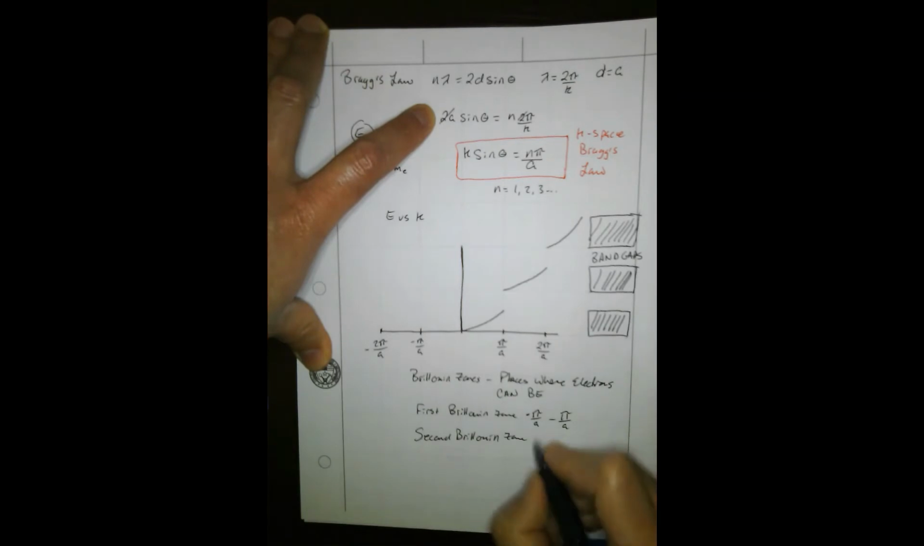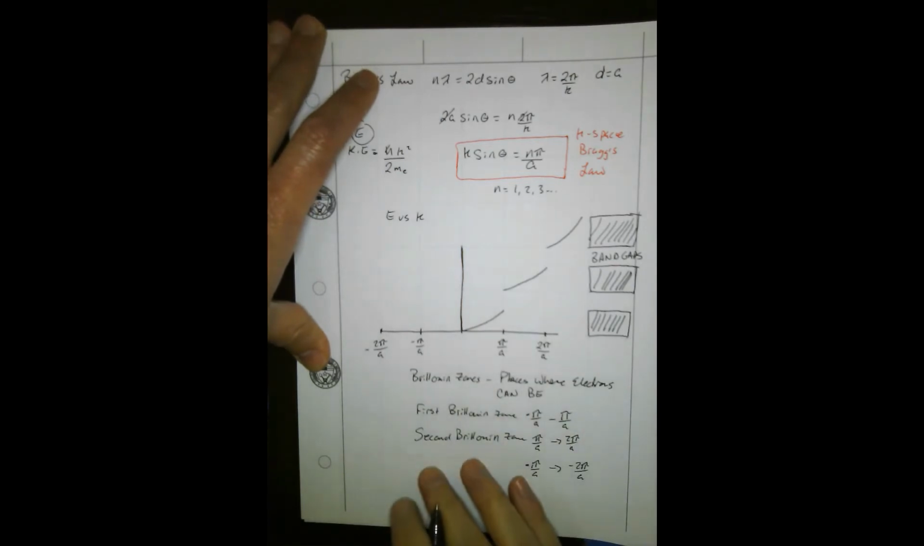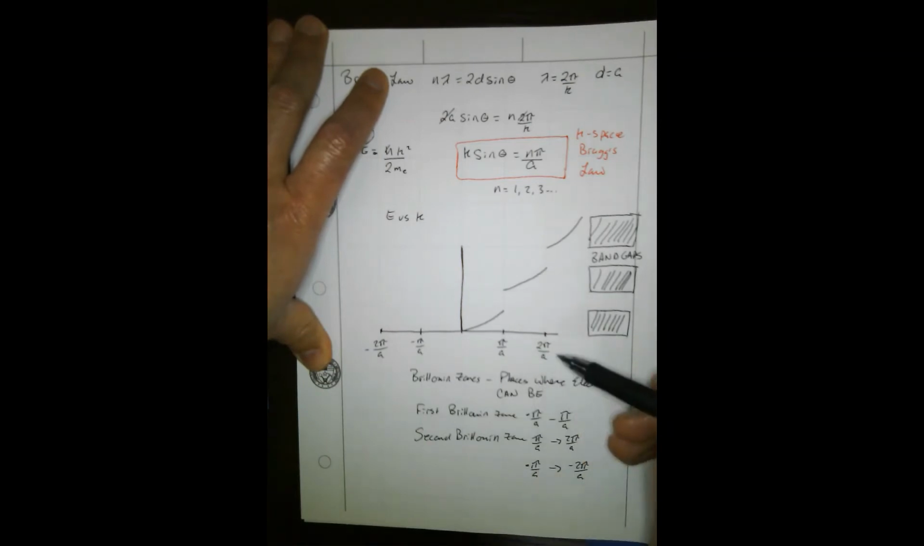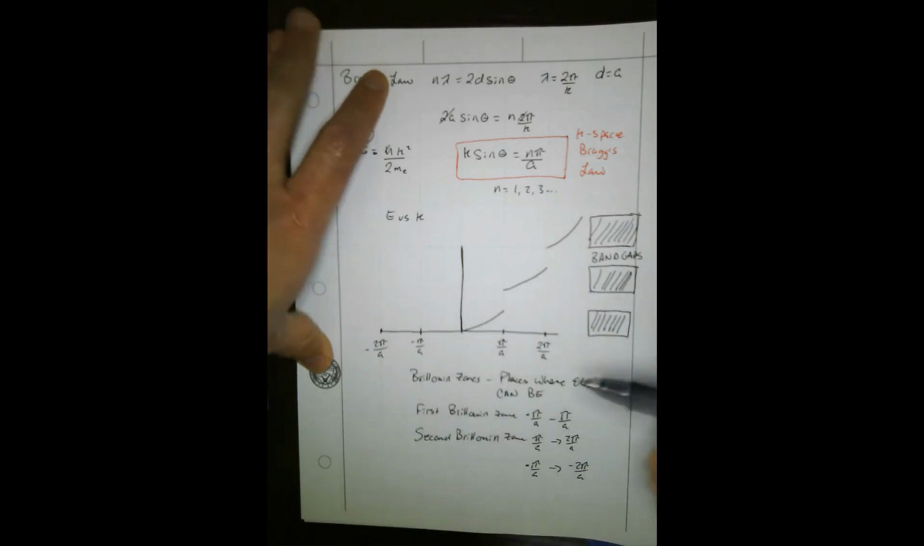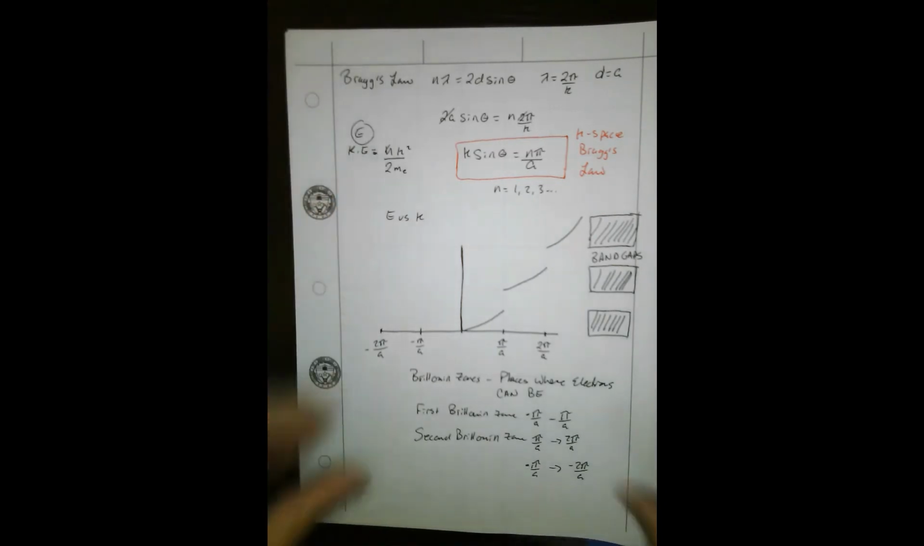And so there's 2 of them. Pi over a to 2 pi over a, and on the negative Cartesian coordinate, negative pi over a to negative 2 pi over a. So first and second Brillouin zones. And again, the Brillouin zones are places where the electrons can be. At pi over a and at 2 pi over a on either side of our little graph here, we have spots where electrons can exist, and those are essentially band gaps, and they're band gaps in metals.